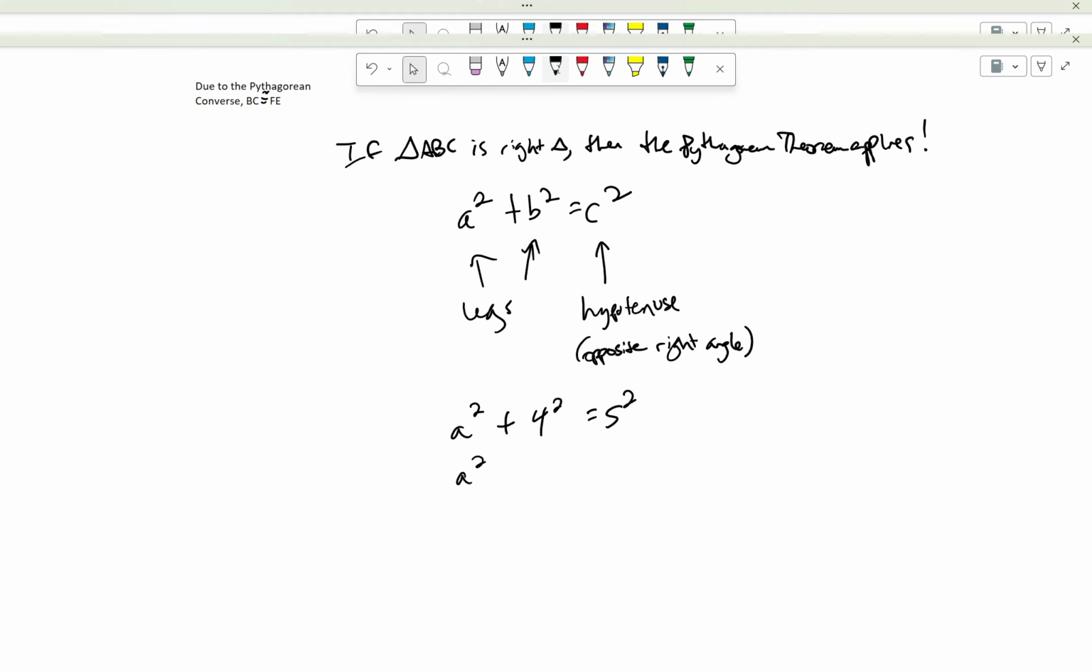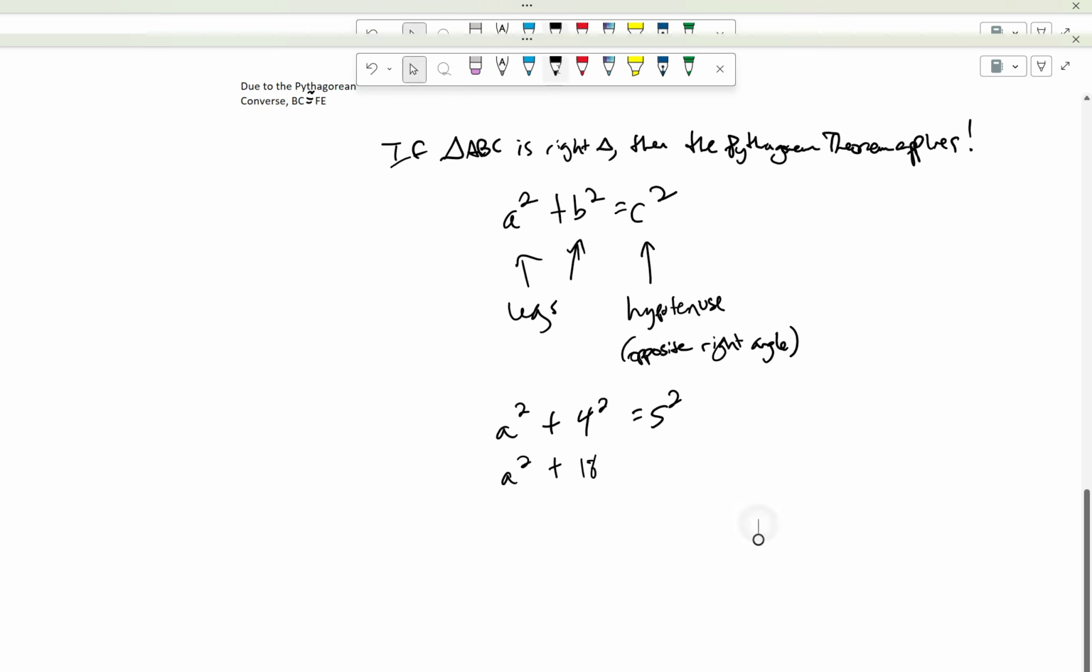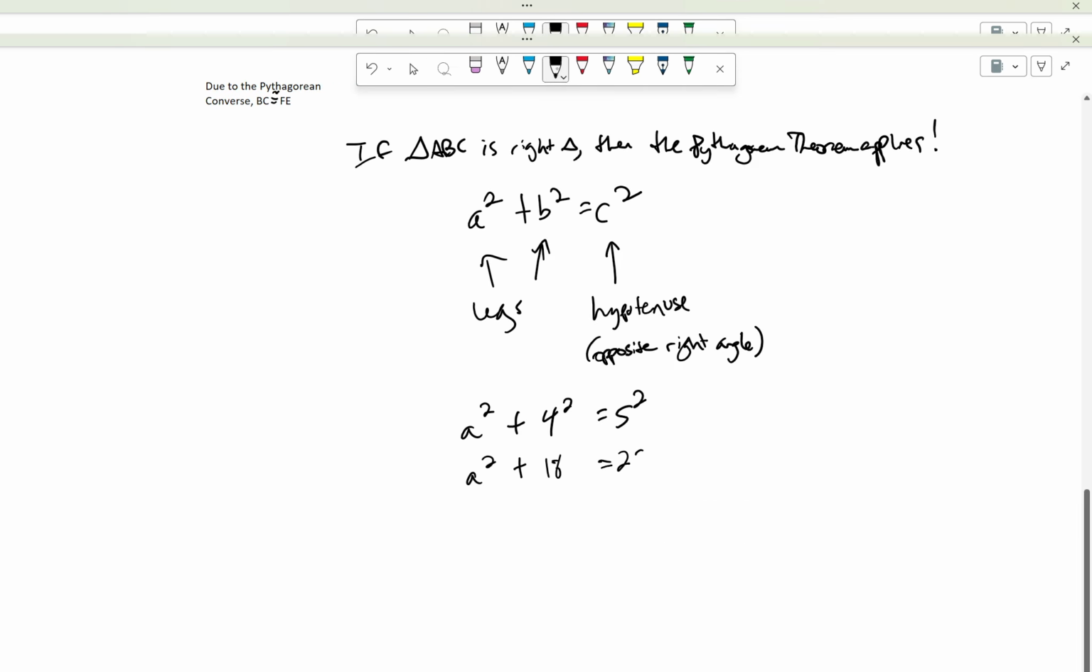So for example, a squared plus 16, right, because 4 squared would be equal to 5 squared, 25. The next step is that I would have to subtract 16 from both sides, right? Leaving me that a squared is going to be equal to 9. And then to get that, I'm going to take the square root. So a would be equal to 3.